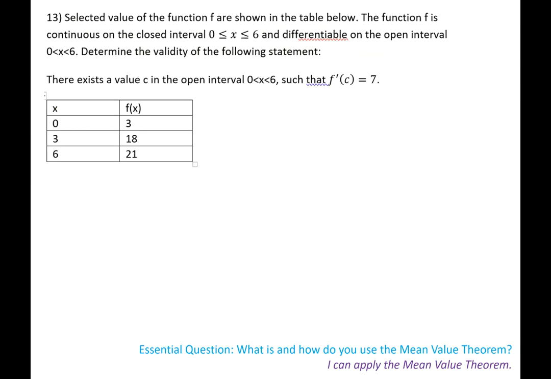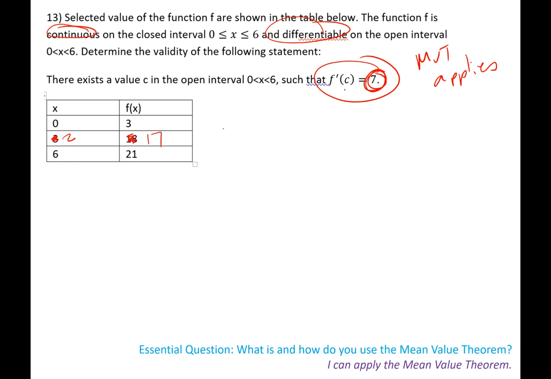All right, on 13, we're going to make a change. So we're going to change this 3 to a 2 and that 18 to a 17. Again, same problem. It says it's continuous. It says it's differentiable. So we know the mean value theorem applies. That means that somewhere the derivative should equal this slope. So I'm going to start testing those slopes. As long as I find one, I know I'm good and that it's true.